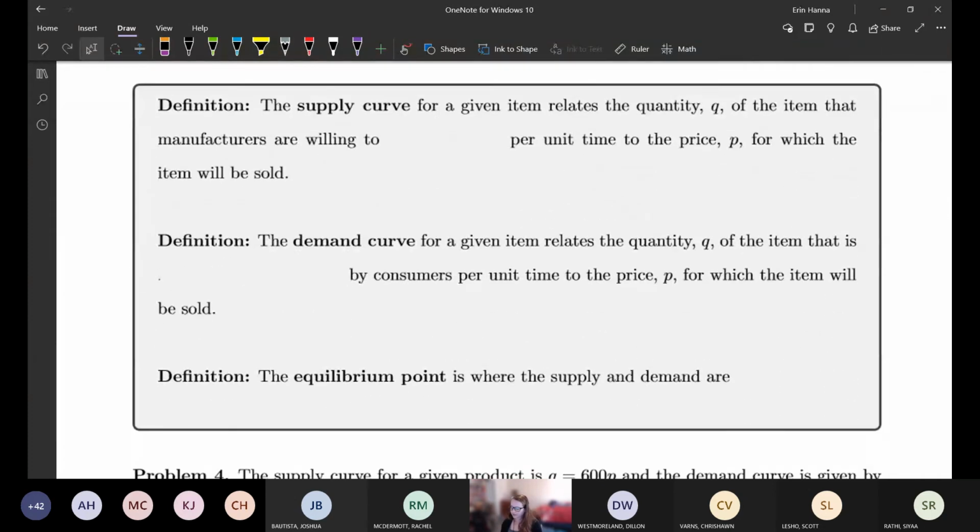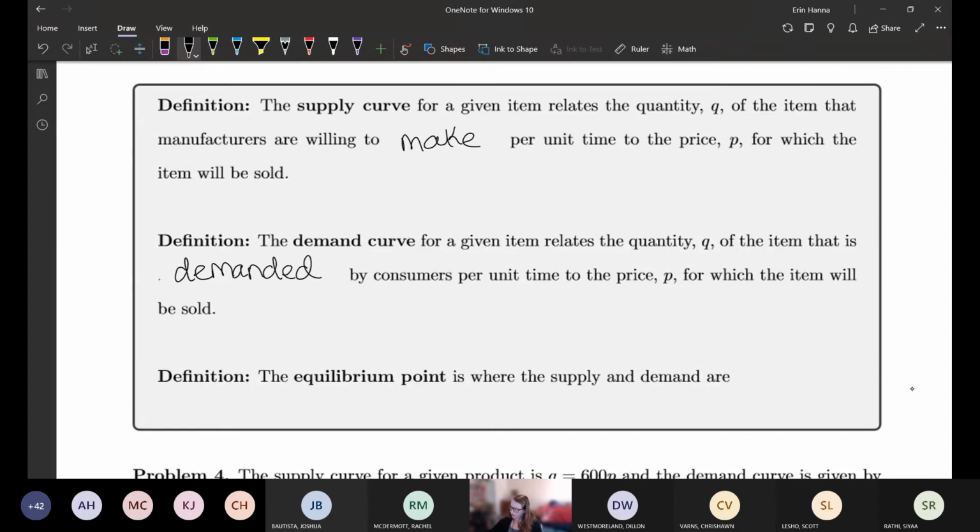So the supply curve for a given item relates the quantity Q of the item that manufacturers are willing to make per unit time to the price for which an item will be sold. And the demand curve for a given item relates the quantity Q of the item that is demanded by consumers per unit time to the price for which the item will be sold. I'll try to say that in a bit more modern English in a second.